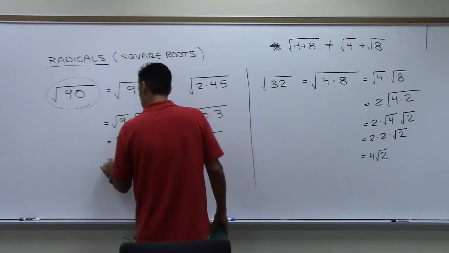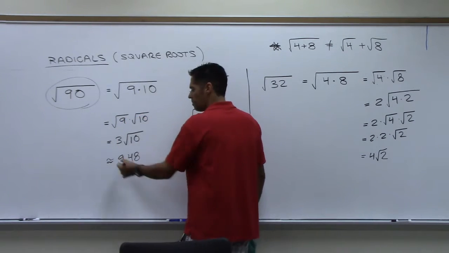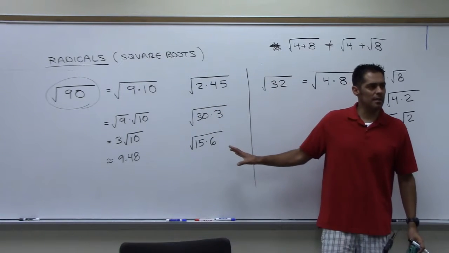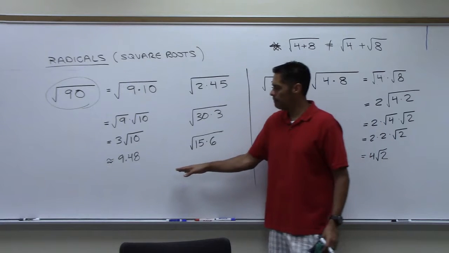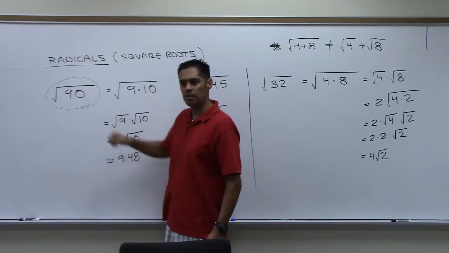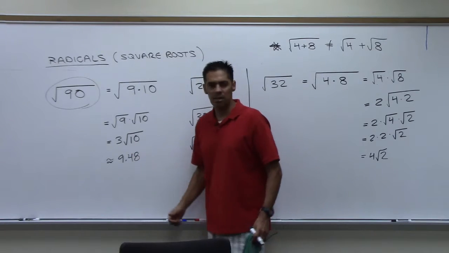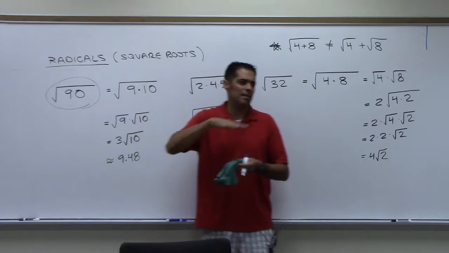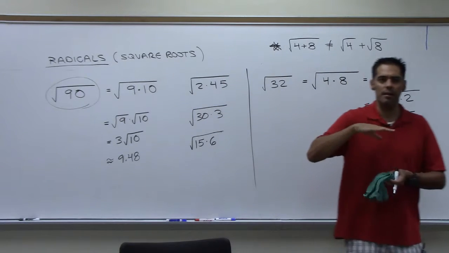9.48. Good enough? Approximately? Okay. And does that make sense that that would be about 9.48? What's 9 times 9? 81, which is smaller than this. And if we round this up to 10, what's 10 times 10? 100, which is bigger than this. So somewhere between 9 and 10, our answer should be in there, right?